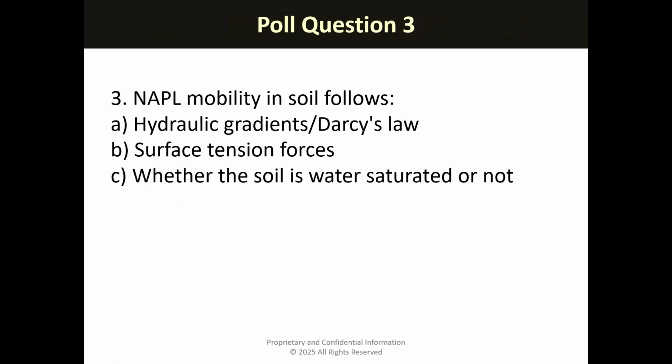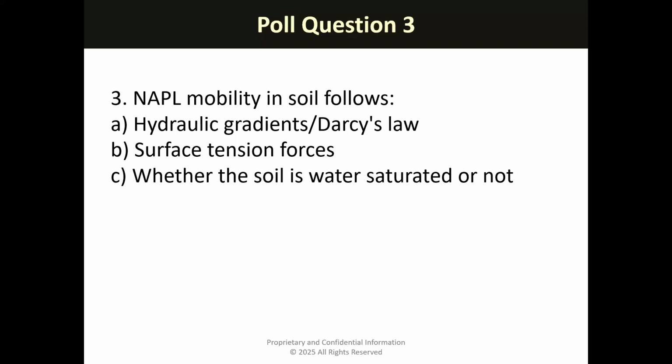So this is great because things have changed quite a bit. Right now, the least common answer is the first one, which is hydraulic gradients or Darcy's law, and that is correct. The sheens that you saw spreading really can go even against hydraulic gradients. So Darcy's law is not a big driver here.